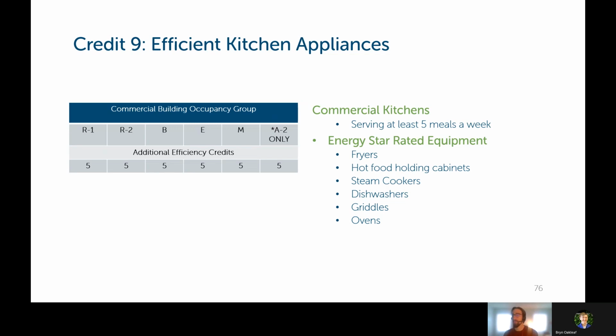Commercial kitchen appliances. So if you've got a commercial kitchen that serves at least 5 meals a week, all of these types of equipment would need to be Energy Star rated. Fryers, hot holding cabinets, steam cookers, dishwashers, griddles, and ovens. If all of those are Energy Star rated, then you could claim these credits.